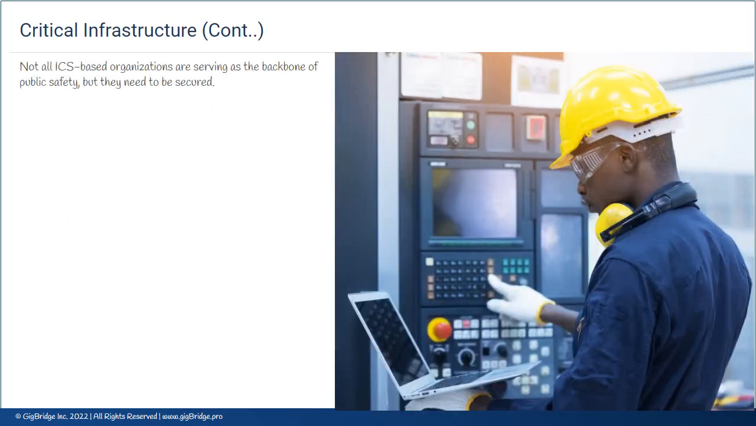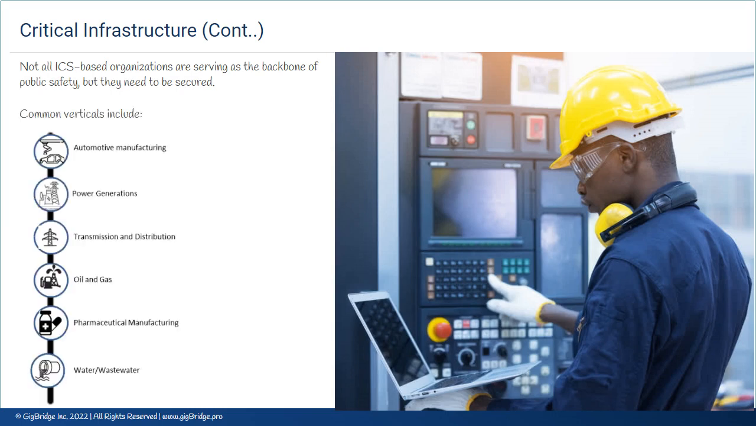Not all ICS-based organizations are serving as the backbone of public safety, but they need to be secured. Common verticals include automotive manufacturing, power generation, transmission and distribution, oil and gas, pharmaceutical manufacturing, and water or wastewater.